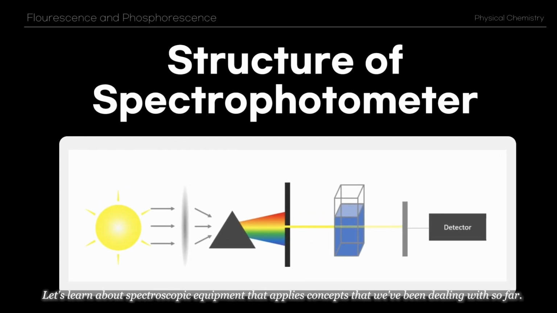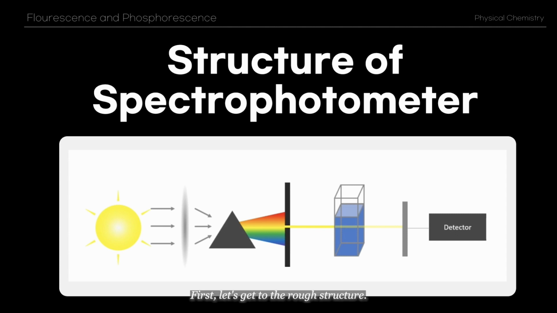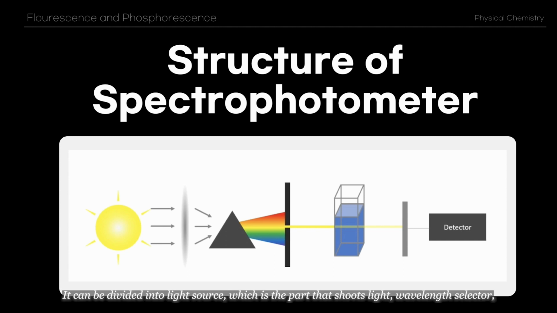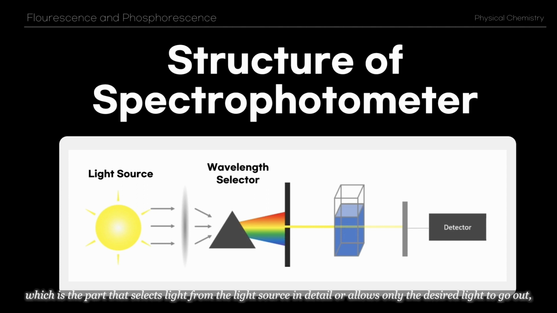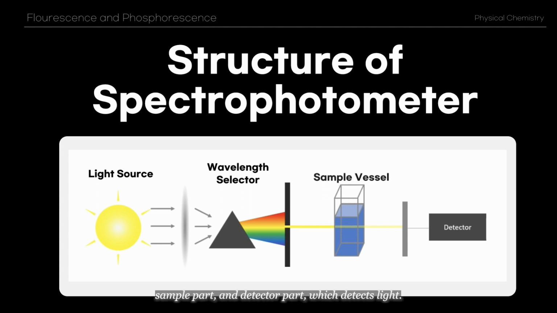Let's learn about spectroscopic equipment that applies the concepts that we've been dealing with so far. First, let's get to the rough structure. It can be divided into the light source, which is the part that shoots light, the wavelength selector, which is the part that selects light from the light source in detail or allows only the desired light to go out, the sample part, and the detector part, which detects light.